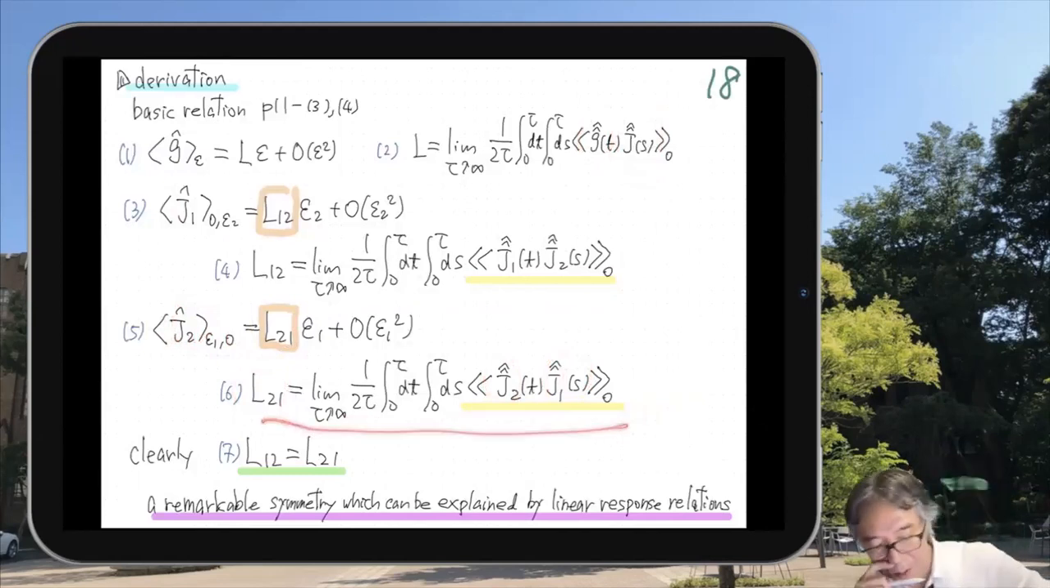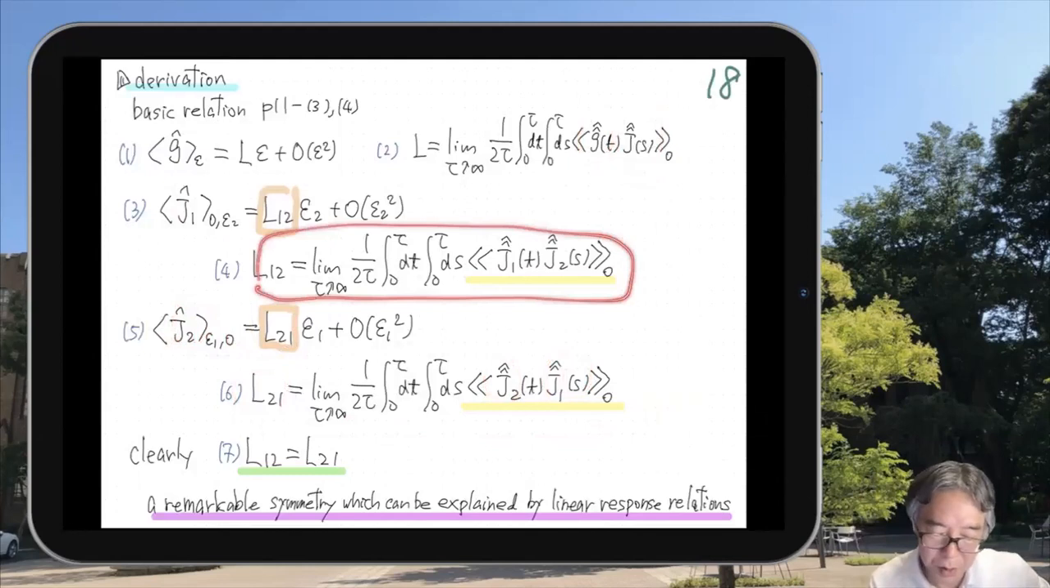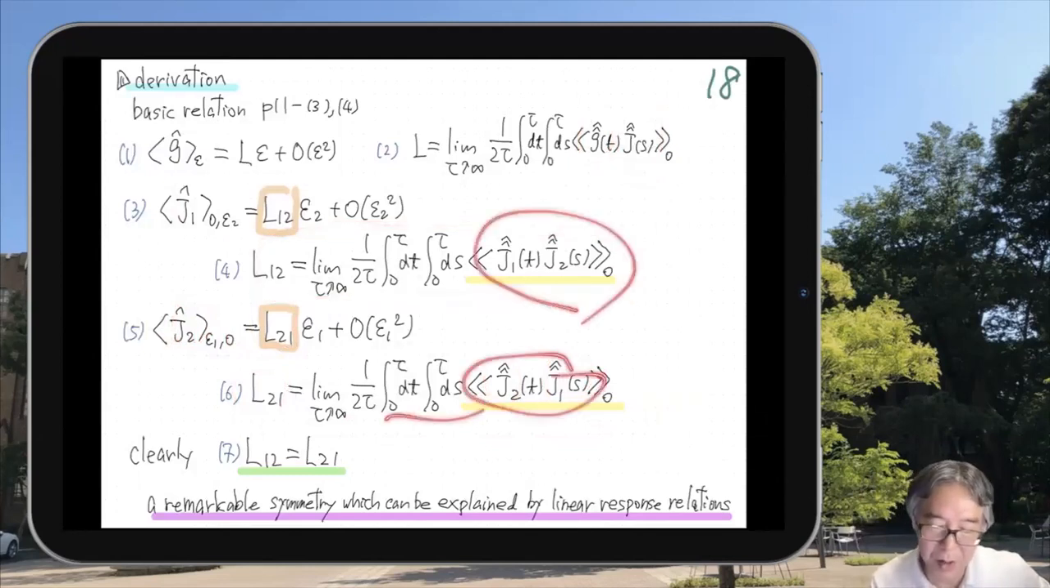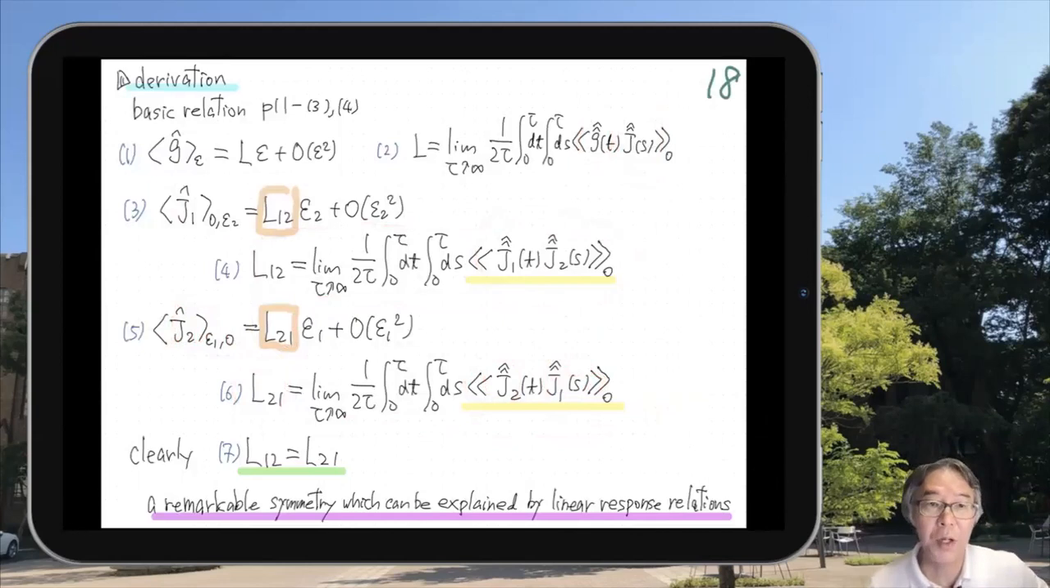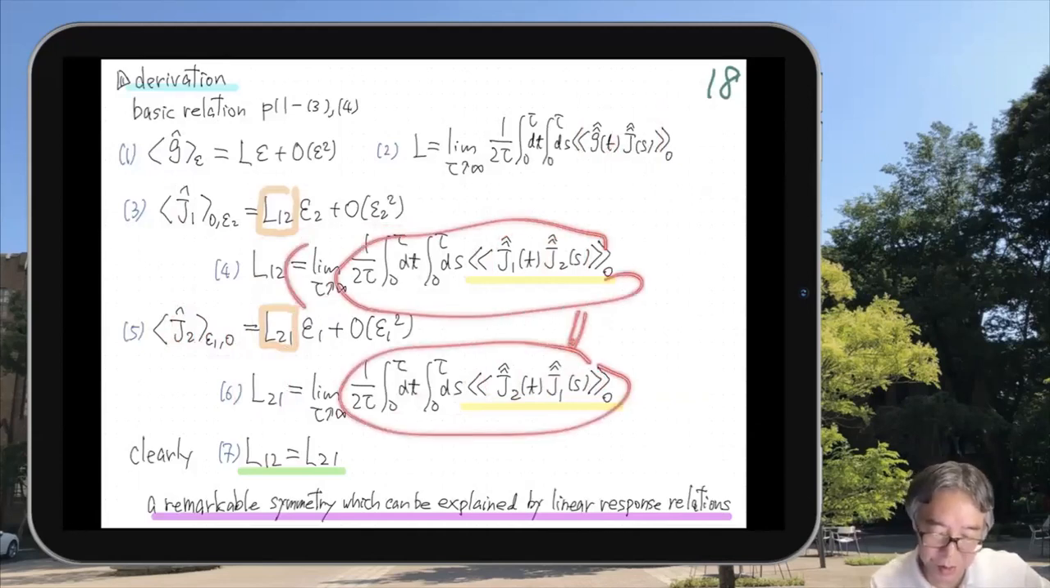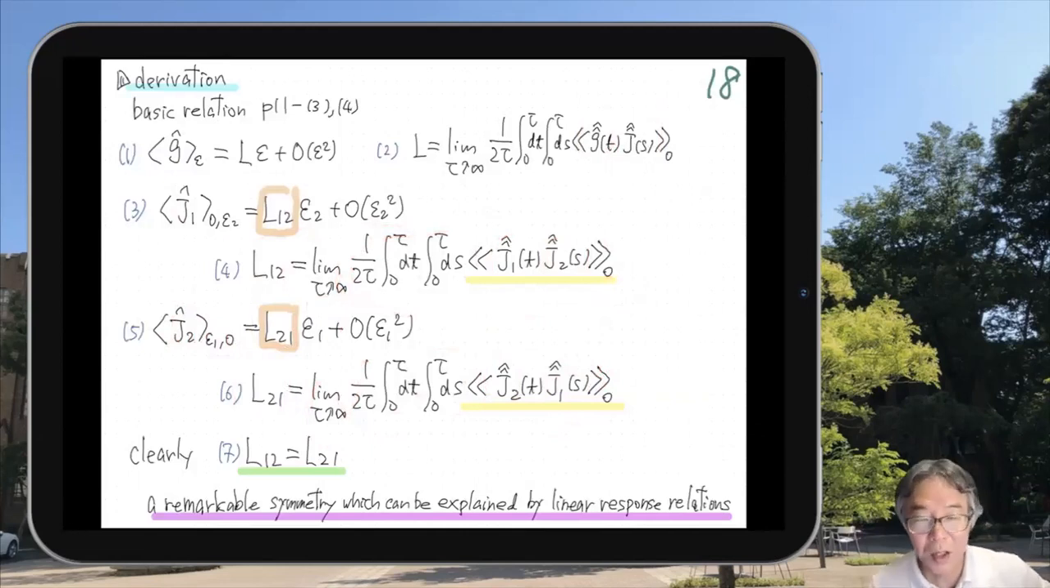As I said before, we are not able to compute these correlation functions or integrals in general. Here, of course, we are doing a very general discussion, so we can never compute them explicitly. But look, this is not quantum mechanics, so you can exchange these operators, and you can change variables S and T. You see that they are exactly the same. These two integrals are exactly the same, so of course the limits are exactly the same. We don't have to compute anything, but we can conclude rigorously that these two coefficients are exactly the same.